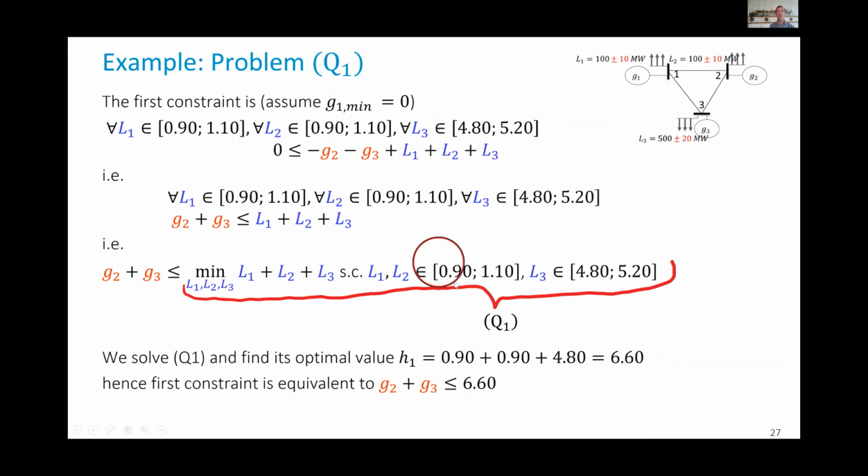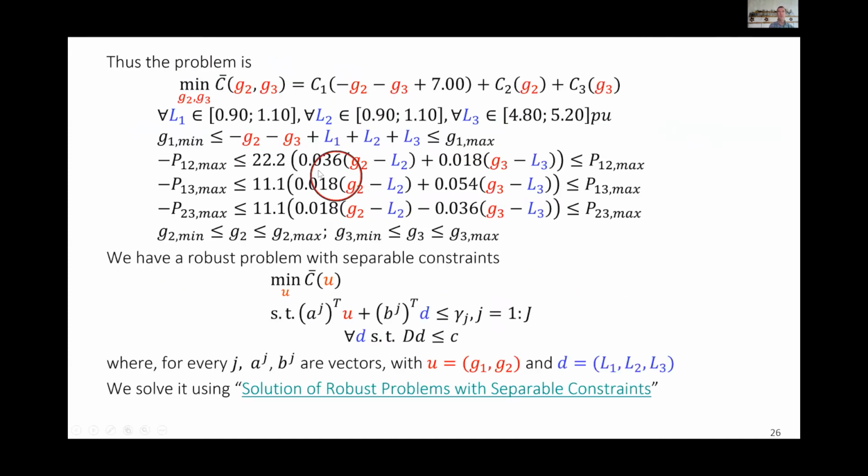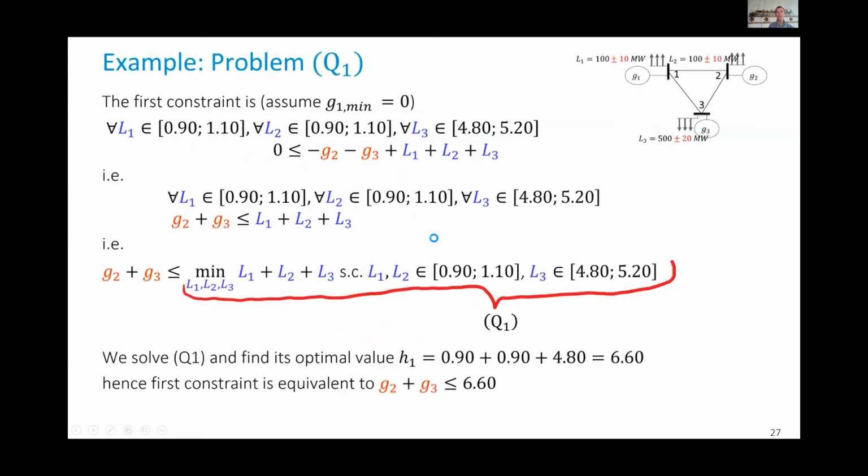So we have to solve an optimization problem Q1 here. For example, if I look at one of the constraints here, G1, this one here. So this constraint comes from this value here, right? Because G min is 0, it gives us this inequality, which has to be true for every L1, L2, and L3. In this case, it's fairly easy. We don't even need the theory I just made an hour ago.